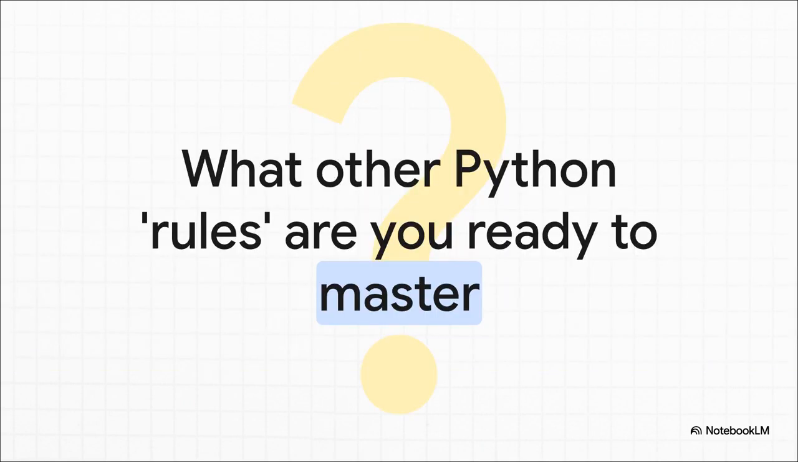So from now on, when you see an error, don't panic. You're not a bad coder. You're a detective. You now have the skills to read the clues that Python gives you and solve the case. Seeing an error isn't a sign you failed. It's a sign that you're learning the rules of the game. So the only question left is, what rule are you ready to master next?